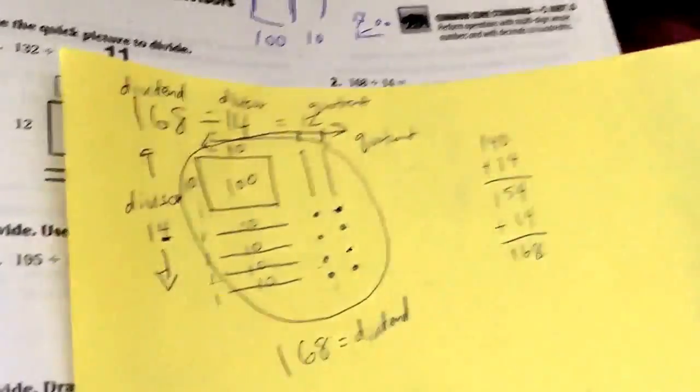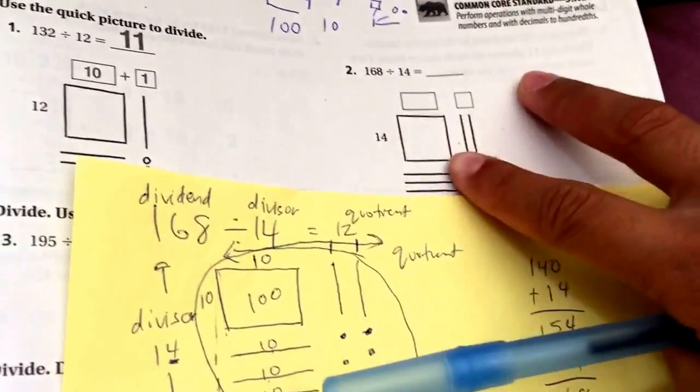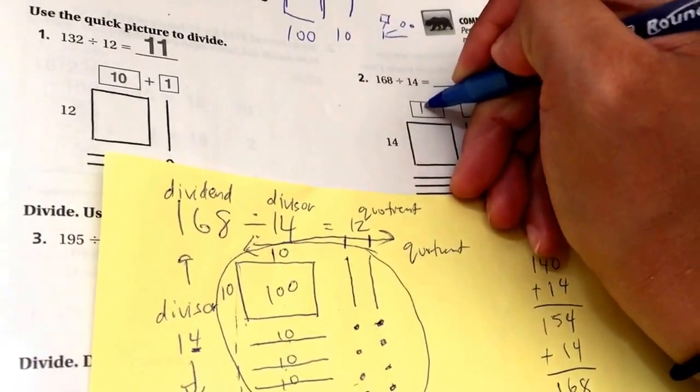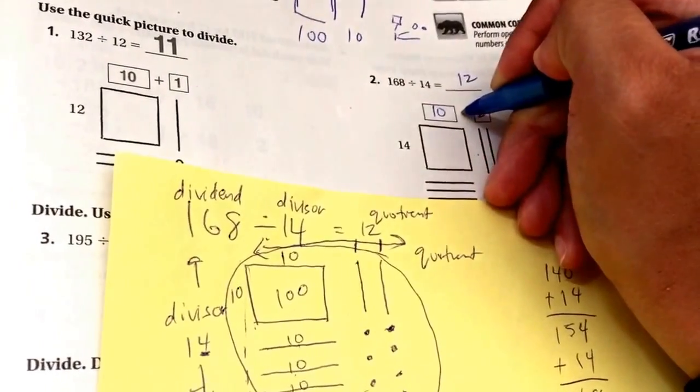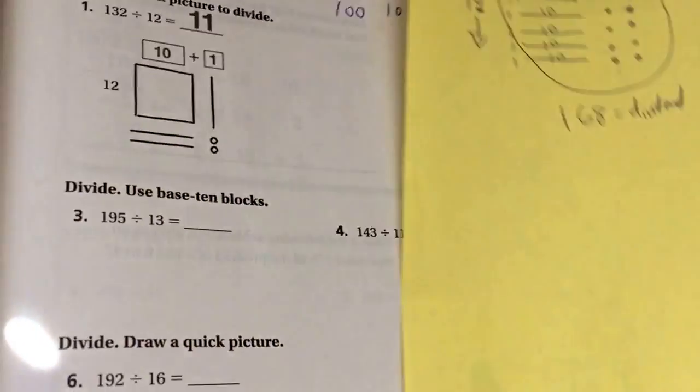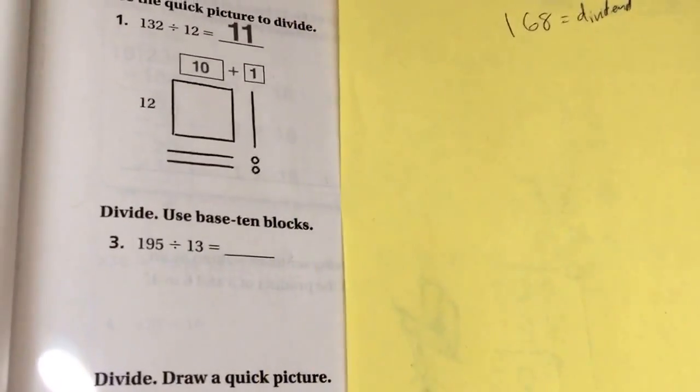So let's try one more. When you do this one, you'll see that you just have to fill in the numbers. You have the same exact picture as them. This is 10. There's 2 of these, and so your answer is 12. Now, let's do one last one.